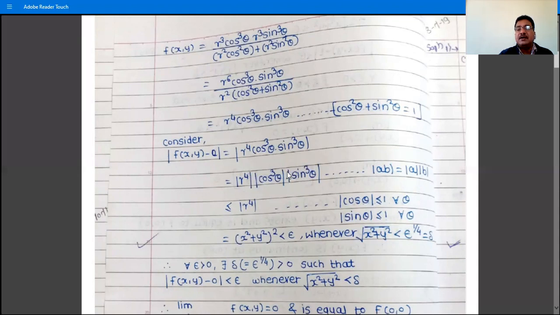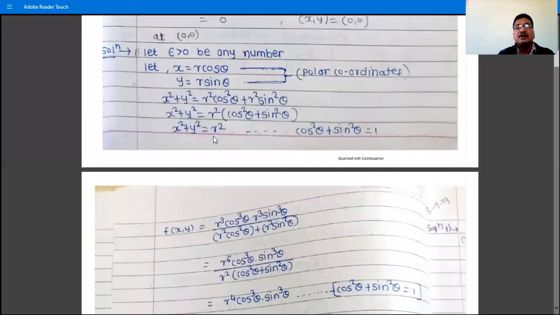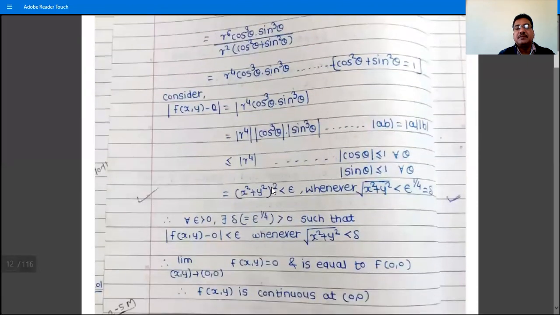Mod cos cube theta is at most 1, mod sin cube theta is at most 1, because these are not the actual values but the upper limit. So we have less than or equal to r raised to 4, and r is what? Root of x square plus y square. Since r square is x square plus y square, r raised to 4 is (x square plus y square) bracket square, which is less than epsilon.